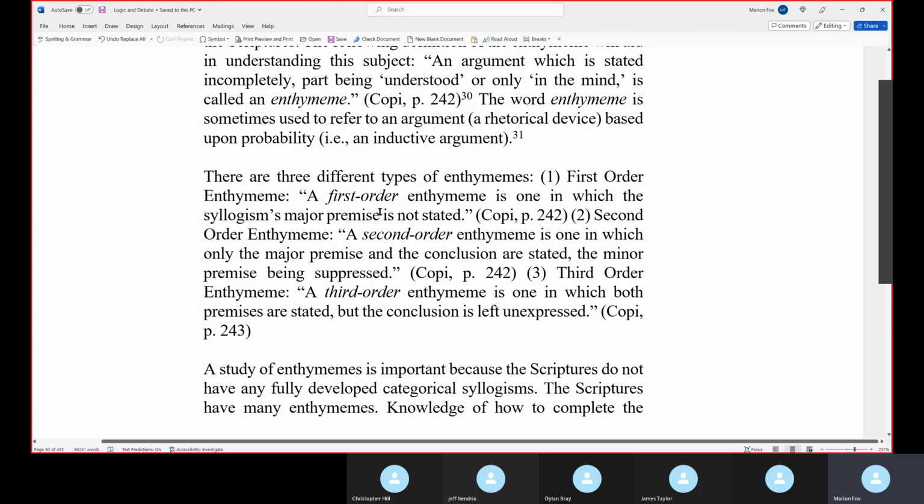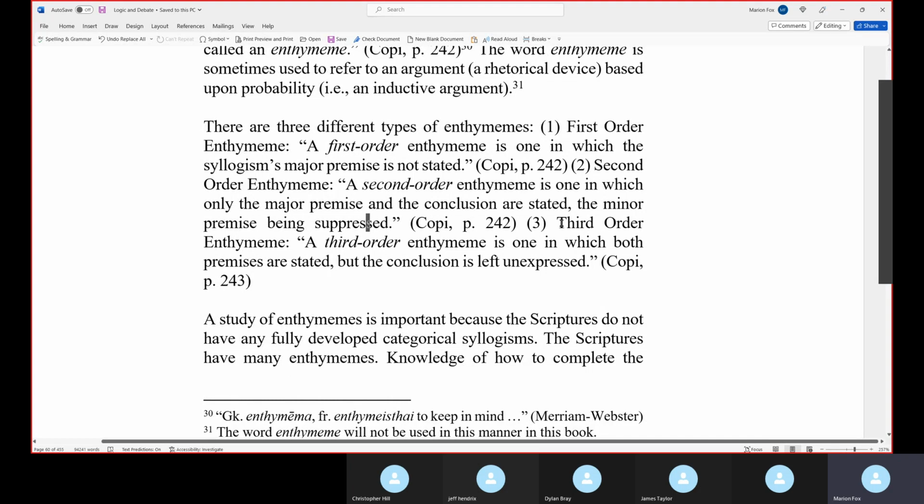Let's go back to the first order. In the first order, the major premise is not stated. The minor premise has the minor term and the middle term in it, and the conclusion has the major and minor terms. So the major premise has the middle term and the major term. The major term is in the conclusion, and the middle term is in the minor premise. So we can reconstruct the major premise from that. Does that make sense? Once we see how to construct an argument, we can see how to reconstruct what's not given to us. Okay.